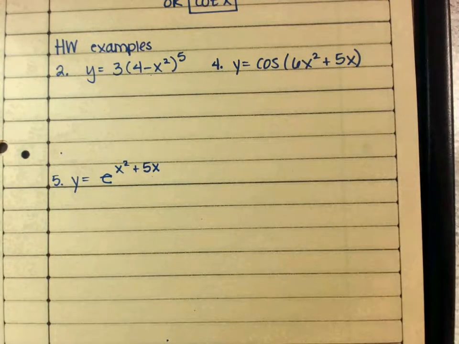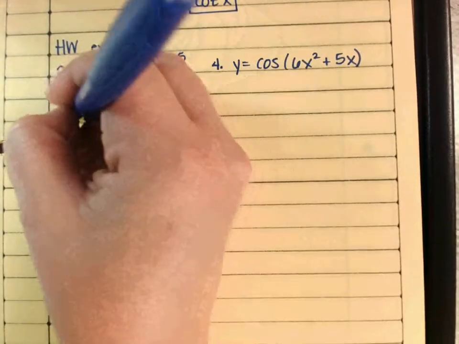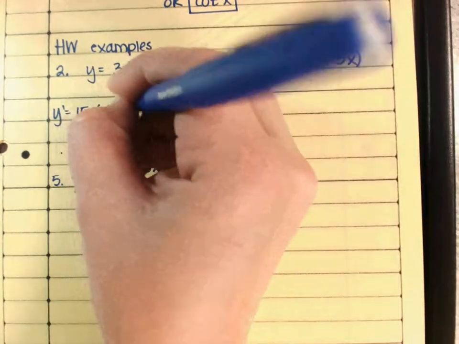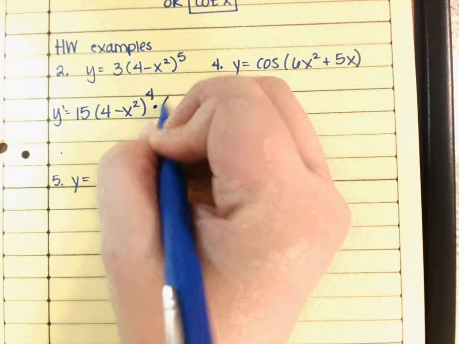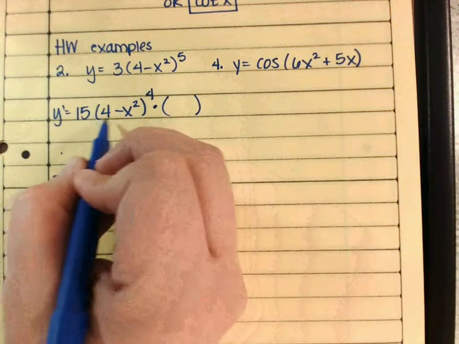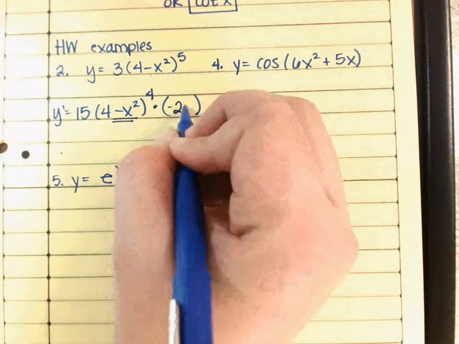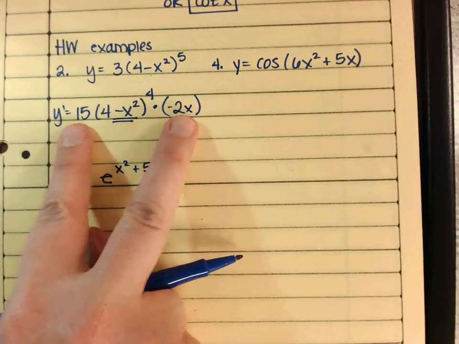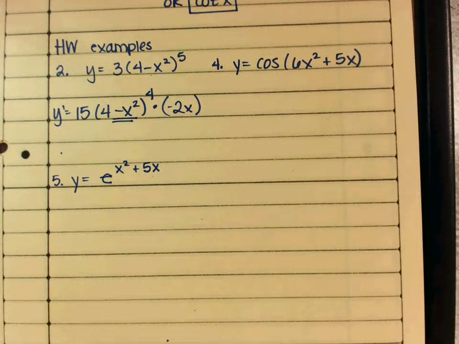Okay, what's my coefficient when I bring the 5 down? Okay, 15. 4 minus x squared used to be to the 5th, now it's to the 4th. Then I need to multiply by the derivative of the middle. Derivative of 4 is 0. What about negative x squared? Negative 2x. Then I'm going to multiply these two together. 15 times negative 2. What would that be?